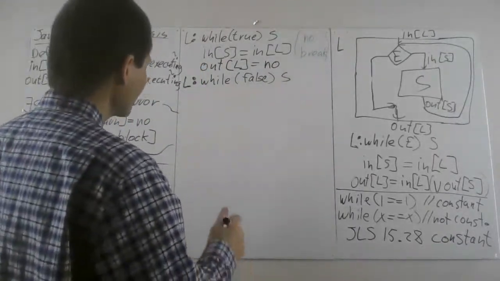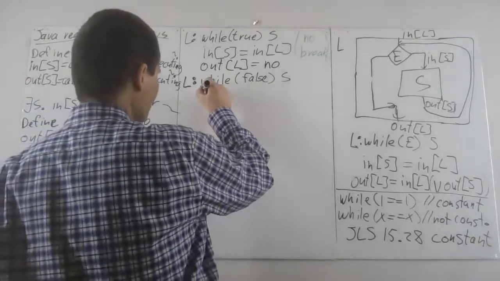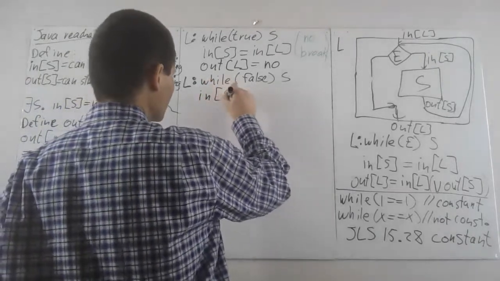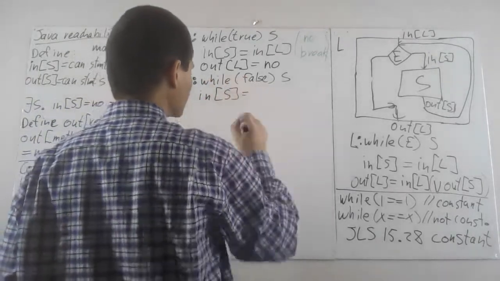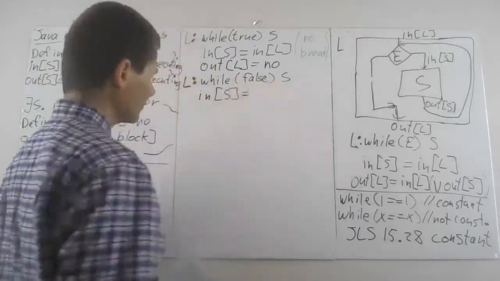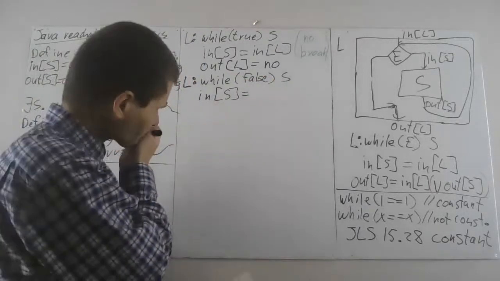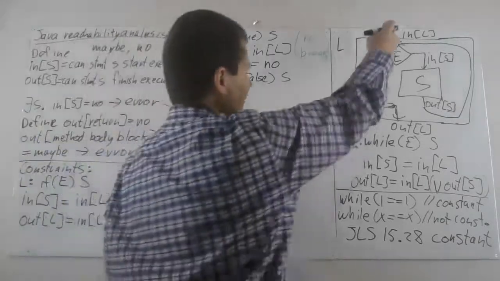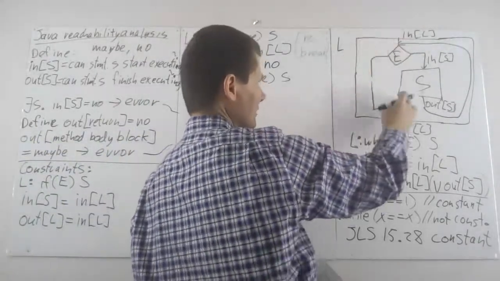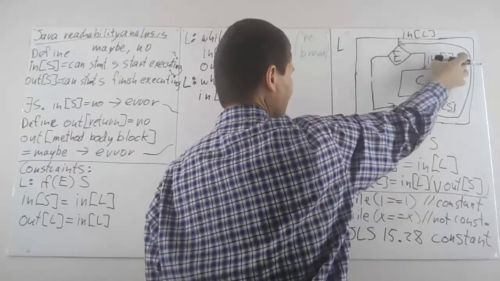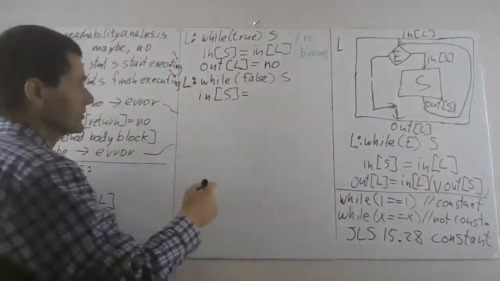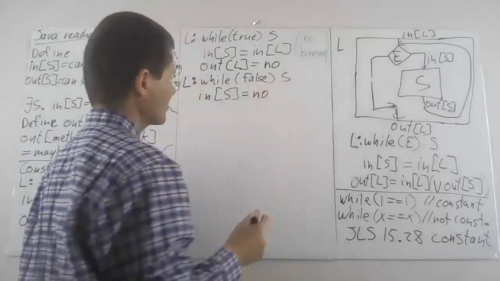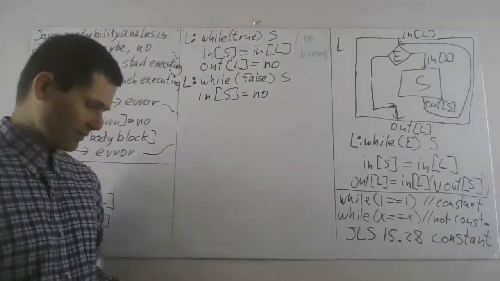Okay, and so here the condition, the equations are sort of what you would expect. So in this case, for while false, what should n of s be? If I have a loop where the condition is always false, so it always just falls through, never executes the body, now n of s is going to be no, right? Because the body will never, ever execute.